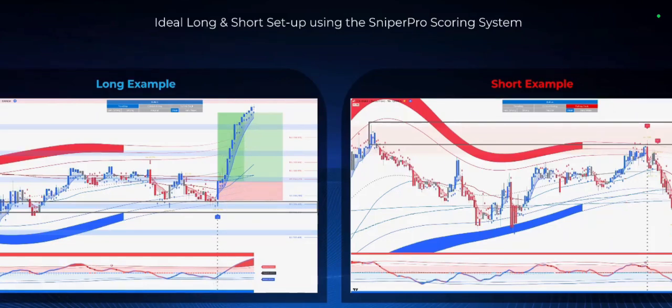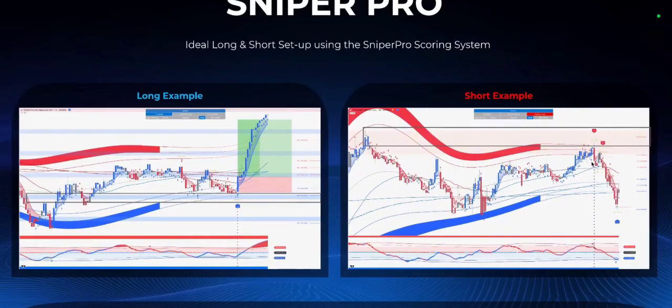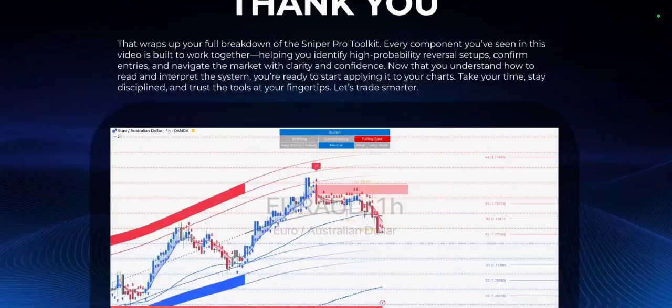And then on this side, we have an ideal short. The only difference with this ideal short and this ideal long is that this one has the added benefit of real-time divergence. So you can see we are at a key level with a pivot level with price action, along with price inside of our price prediction Bollinger Bands, red candle, super Sniper arrow, beautiful scorecard, and the market drops like a rock. So this is what we're looking for in these ideal Sniper Pro setups.